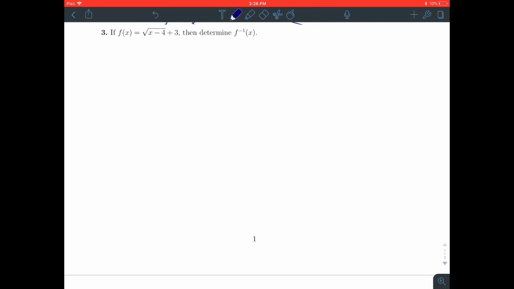For problem 3, if f of x is equal to the square root of x minus 4 plus 3, then determine f inverse of x. So just like we did in class today, there are 4 steps for finding an inverse function. Step 1, make f of x equal to y.